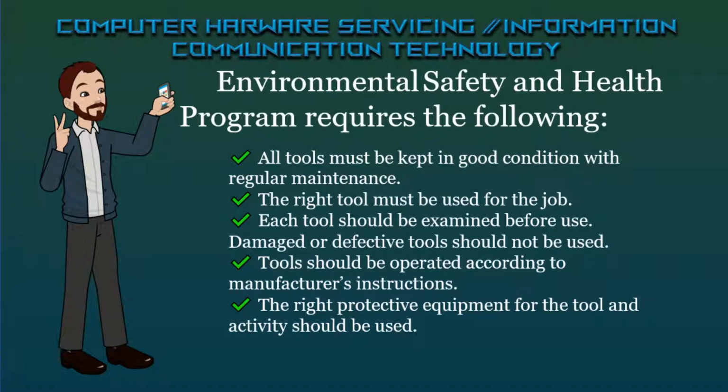The environmental safety and health program requires the following. All tools must be kept in good condition with regular maintenance. The right tool must be used for the job. Each tool should be examined before use. Damaged or defective tools should not be used. Tools should be operated according to the manufacturer's instructions. The right protective equipment for the tool and activity should be used.